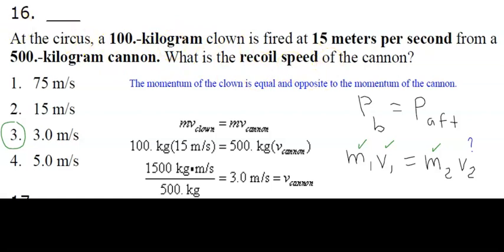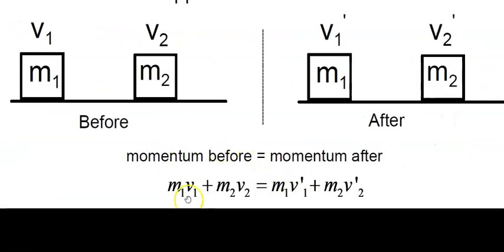Let me show you something in the derivation. Before the explosion, both masses, M1 and M2, are at rest. So V1 and V2 equal 0, and the left side of this equation is equal to 0. Then after the explosion, both masses now have a certain speed. So if the left side of this equation is 0, then this equation turns out to be M1V1 equals M2V2. And really there's a negative in there because you're moving in opposite directions.